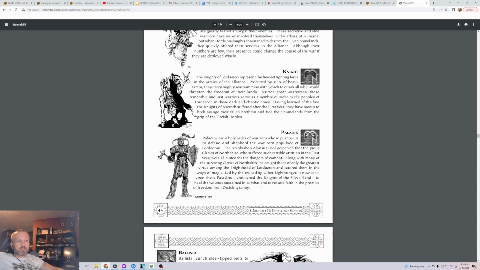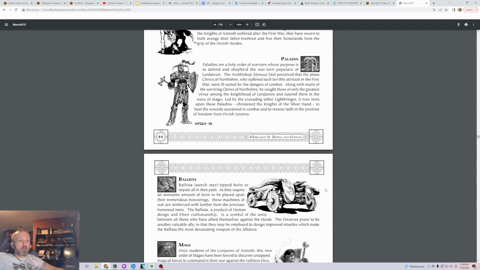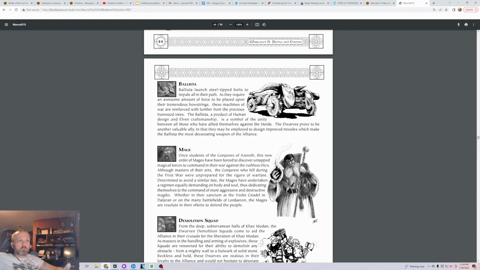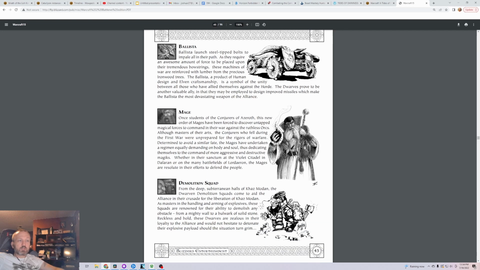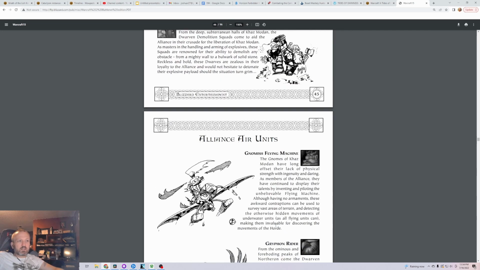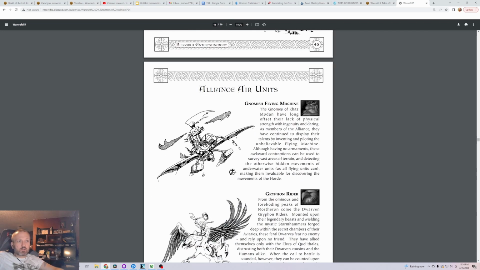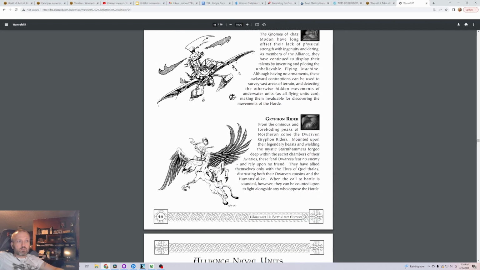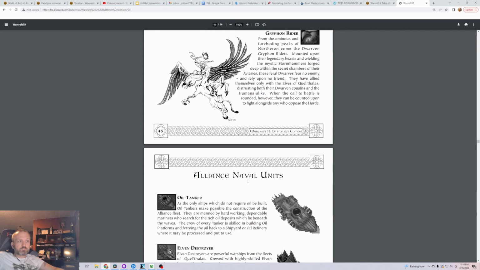And then you get the cool paladins led by Uther. You will get ballista as opposed to catapults this time. So we will still get mages. I don't know how you use them as much. But you get the dwarven demolition squads. Those are neat. You do get some air units. The gnomish flying machines are your scouts. The griffin riders are the Wildhammer clan of the dwarves.